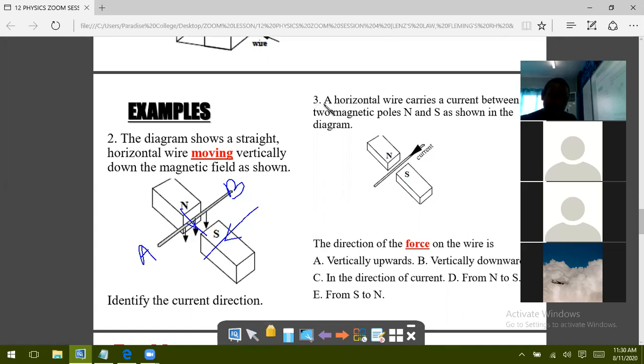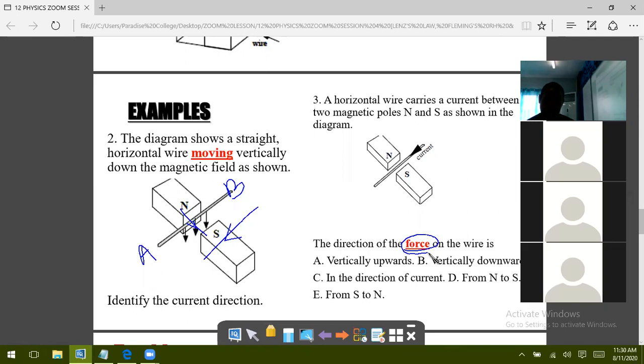The next example. 3. A horizontal wire carries a current between two magnetic poles, N and S, north and south, as given below. The direction of the force on the wire is... This time it is talking about force. I have underlined this. Are you using your right hand or left hand? Left hand. Use your left hand.